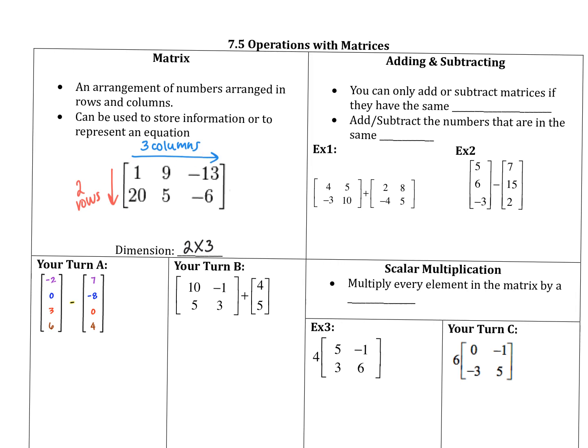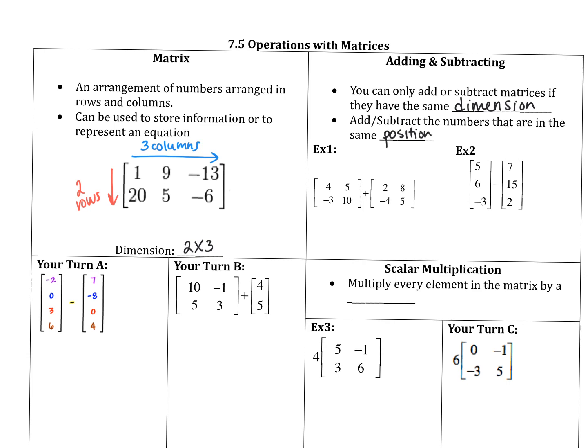Okay, just like any other set of equations with matrices, we can combine them using addition and subtraction. The catch is that you can only add or subtract matrices if they have the same dimension. If not, it is undefined, not possible, no solution. You can add or subtract the numbers, but you need to make sure that they're in the same position or same spot in the matrix.